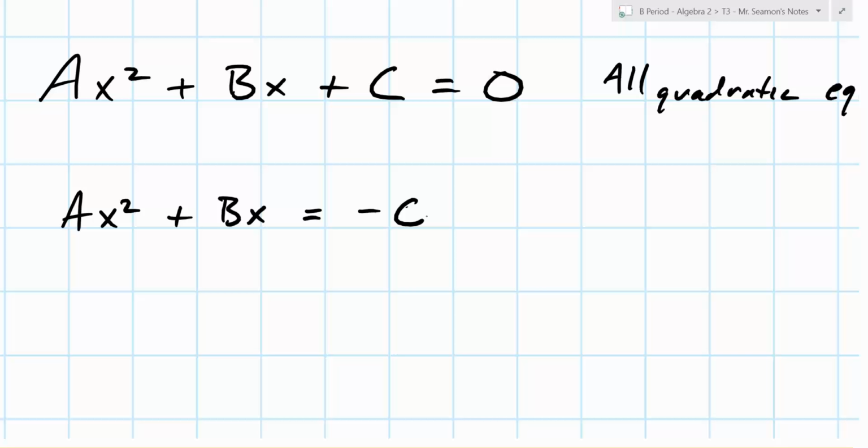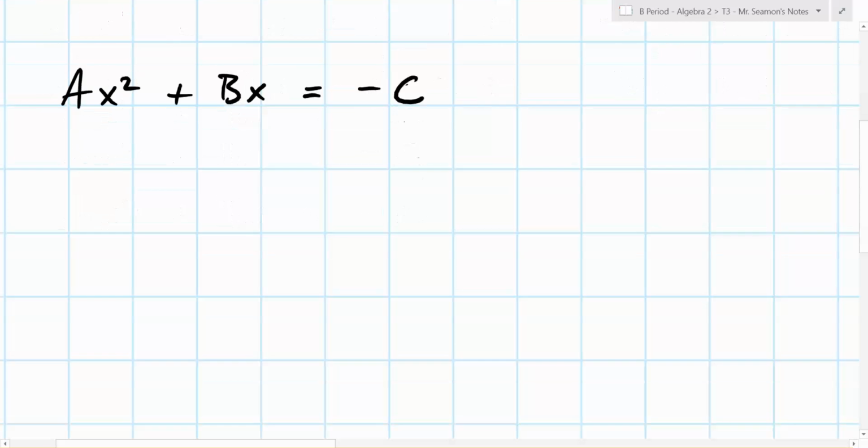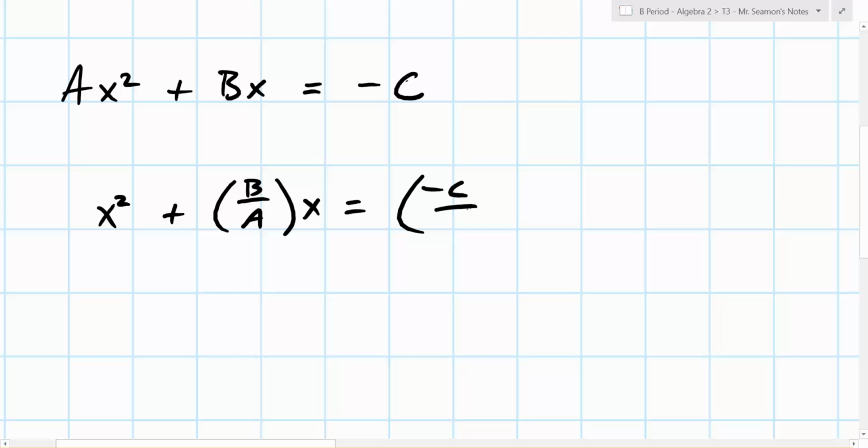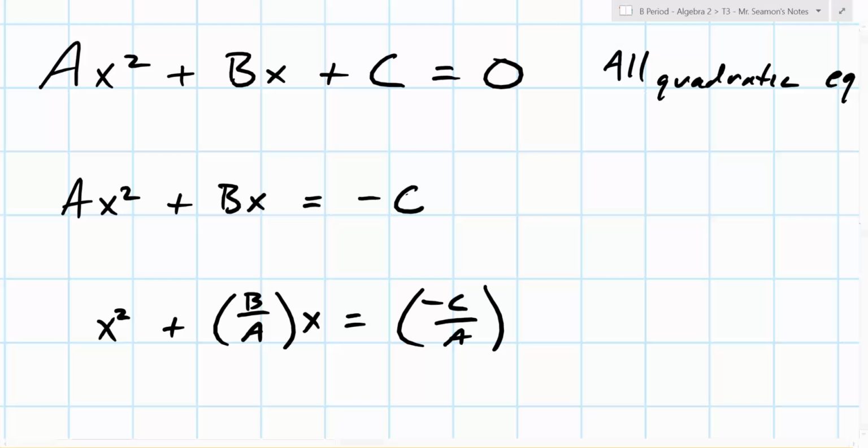Could I, if I wanted to, divide everything by a? But remember, I have to divide everything by a. So if I divide everything by a, I'm going to end up with x squared plus b over a x equals negative c over a. Are you with me so far? I have not told you why we're doing this, but do you understand each of the steps I've taken so far?